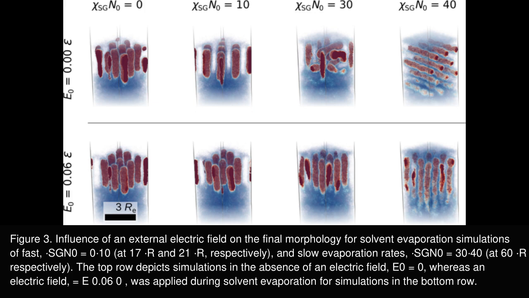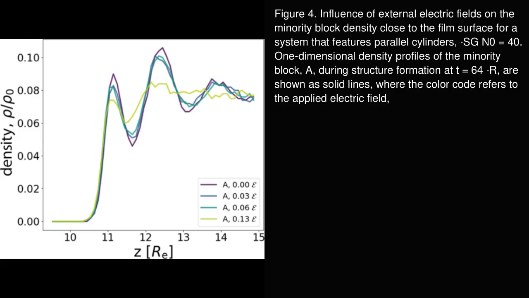Figure 4 examines the influence of external electric fields on the one-dimensional density profiles of the minority block near the film surface for a system that normally exhibits parallel cylinders at slow evaporation conditions, with a solvent-gas interaction parameter of 40. The plots show how the minority block density peaks change during structure formation at a fixed time point, comparing different electric field strengths.